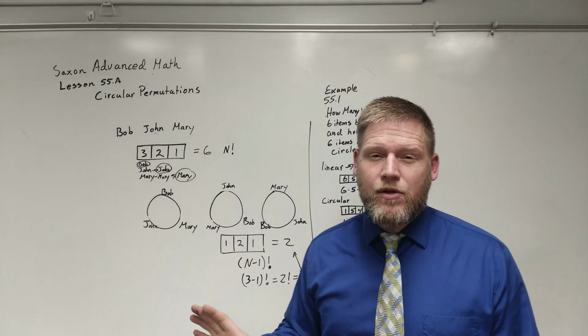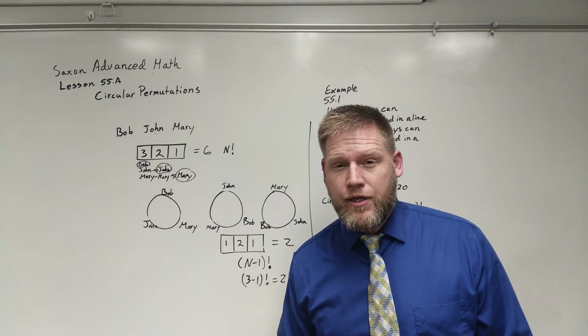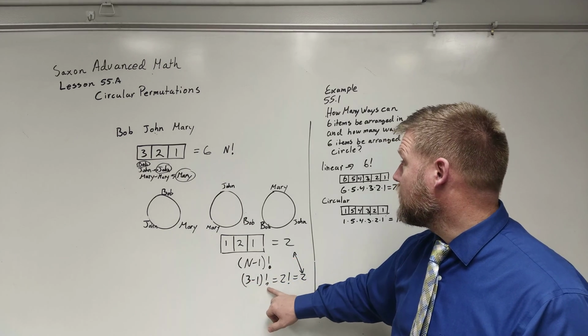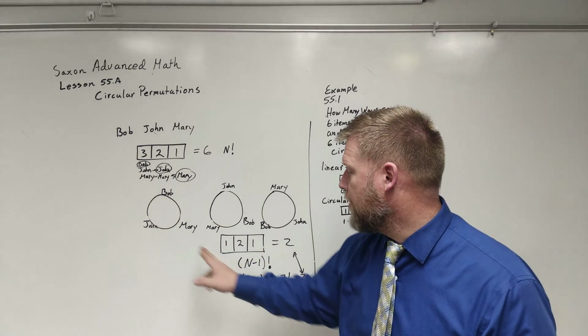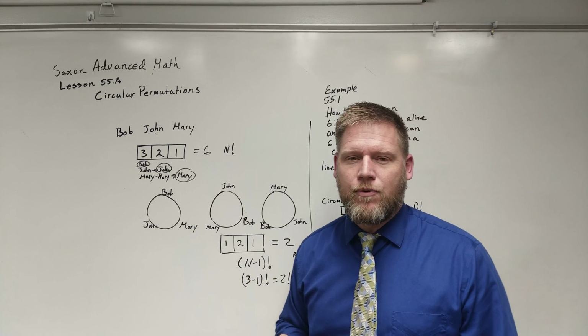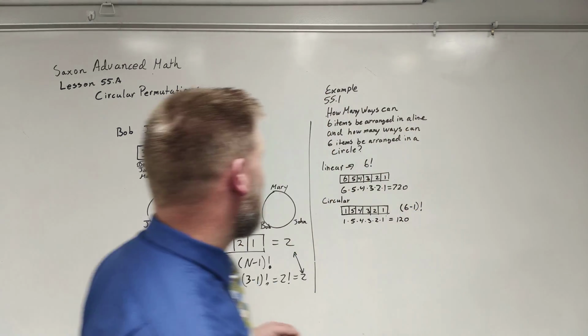So I can solve this either by using the factorial, which is just 3 minus 1 factorial, and so on, or I can say 1, 2, 1, using the permutation boxes we've used before. Now, let's look at 55.1.